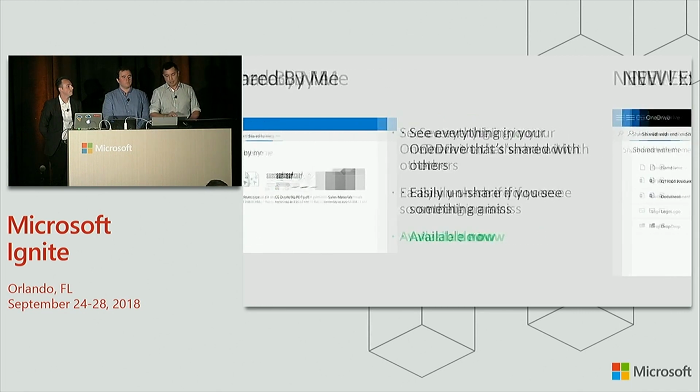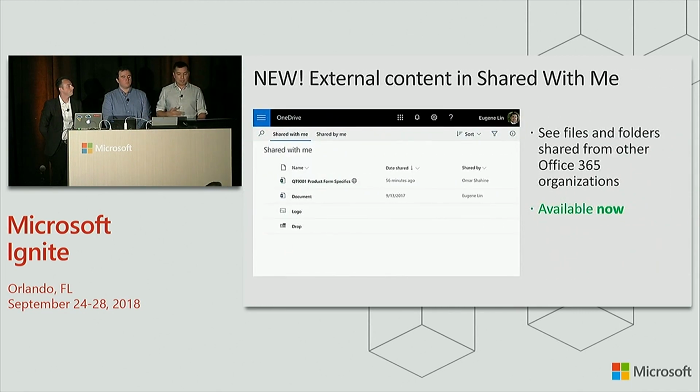For content that was shared with you, we're also bringing out the new ability to see content that was shared from other organizations, so that if someone is using Office 365 and shares a file with you from their organization, you can now see it in Shared with Me. And based on your feedback, we've added an indicator there, the globe, so that you can see which things came from outside of your organization, just in case, so that you know when something's going outside.